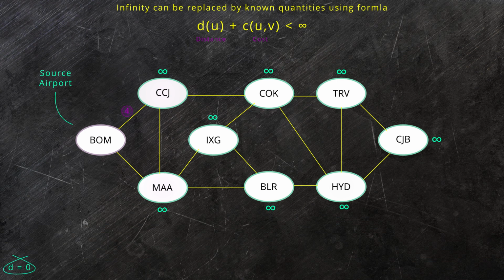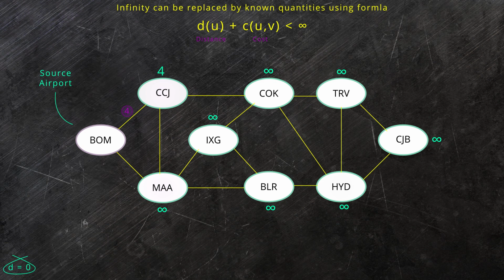Plus cost of u to v, that is the cost of movement from Bombay to CCJ, that is 4. 0 to 4, and 0 to 4 is obviously less than infinity. So we will be updating the value of CCJ, given that v is equal to infinity, we will be updating the value of CCJ to 4. Initially it will be taken as infinity, so we will be updating that value to 4. So now the value of CCJ got updated to 4.